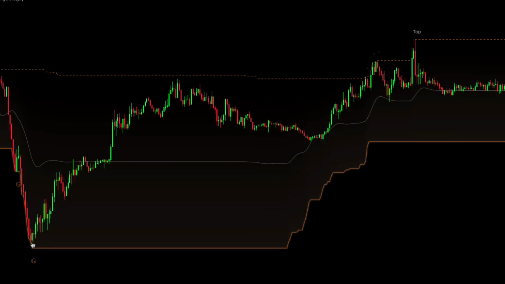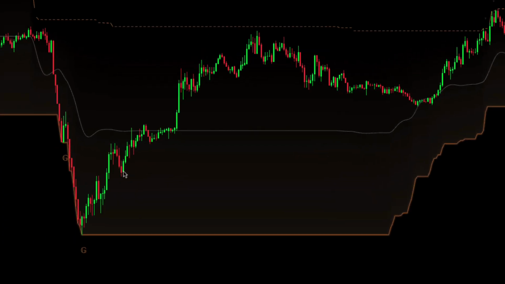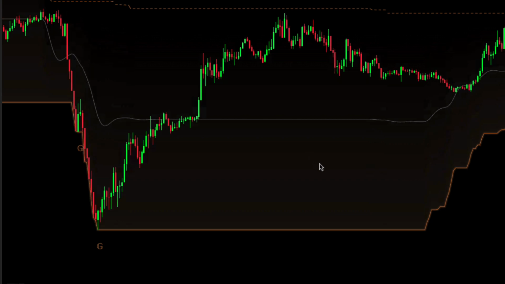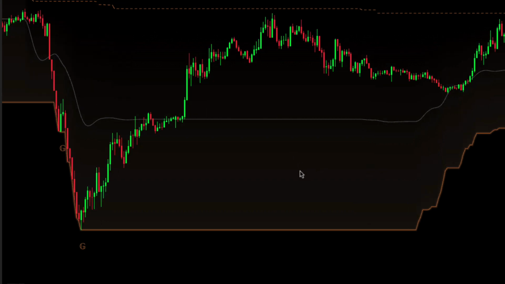On the other hand, at the bottom, we have the bottom label marked with the G sign. This indicates a high probability bottom or an oversold zone. It signals a potential reversal to the upside, making it an ideal point to consider entering long positions or closing short positions. This label reflects conditions like low volatility or momentum shifts, suggesting that the market may be preparing for a rebound.